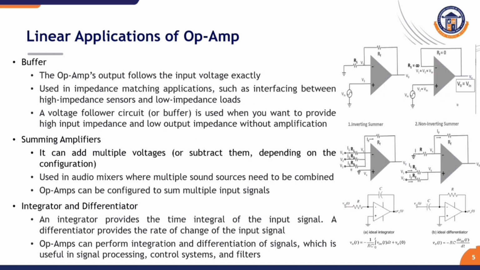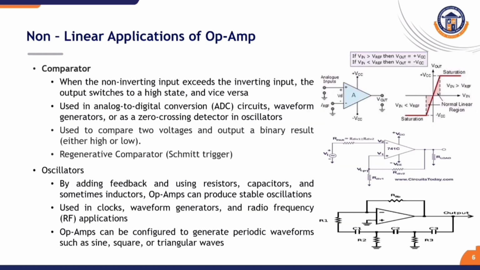Linear applications of operational amplifiers again include integrators and differentiators. In integrators, the output is proportional to the integral of the input signal, usually used in control systems and signal processing applications. In differentiators, the output depends on the rate of change of the input, used in waveform shaping and edge detection applications.